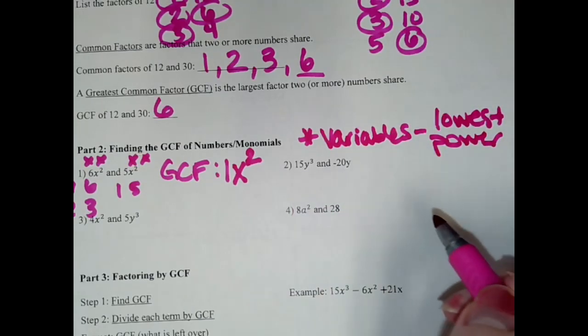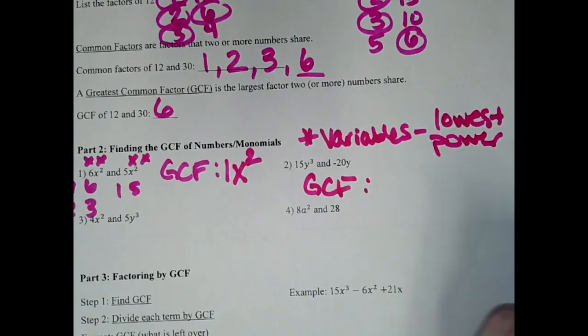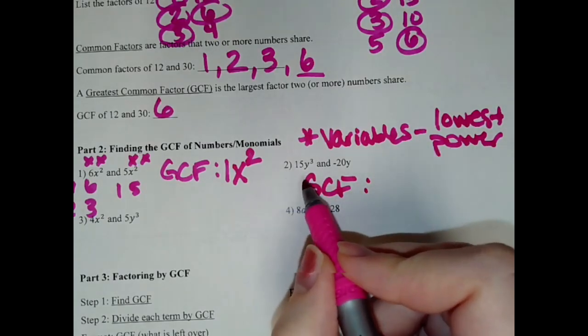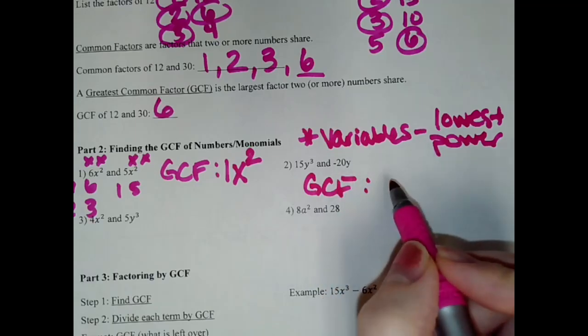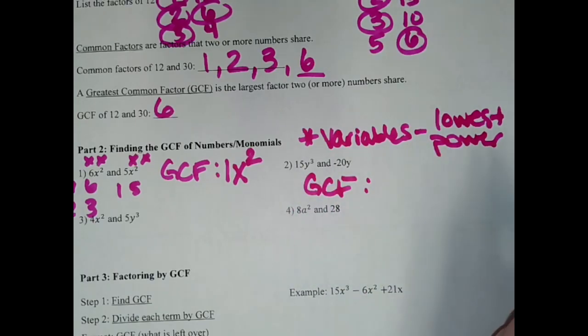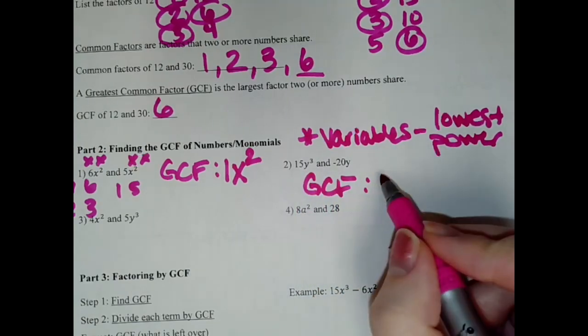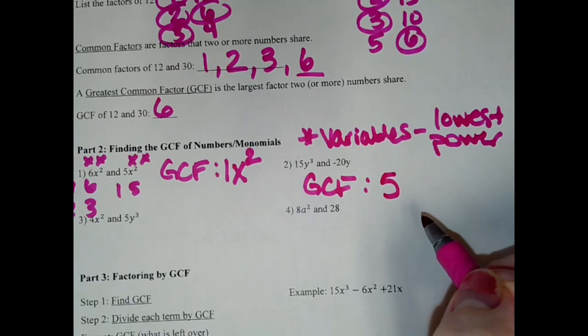For example, if I'm looking here, and you can always list out all the factors if you want, like 1, 15, 3 and 5, 1, 20, 2, 10, 4, 5. So you can always list out all the factors, or just ask yourself, what is the biggest number that both 15 and 20 are both divisible by? I think of 5 right away.